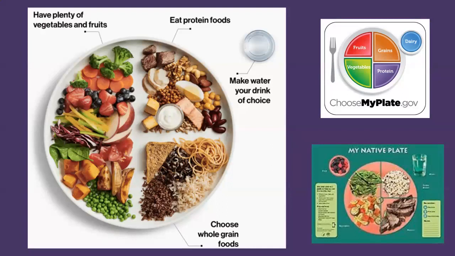Right, so now that we know some nutrition basics, let's move on to some healthy eating principles. So on the screen here, you can see pictures of some plates. The large image is actually Canada's healthy eating plate. And then the small image on the top right is the US healthy eating plate, also called My Plate. And then below that is the My Native plate. So if you can kind of compare these, you'll see that they're all very similar, but they have small differences.